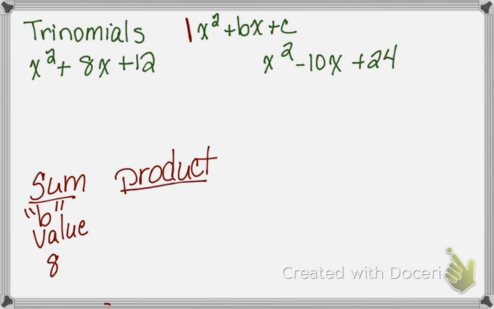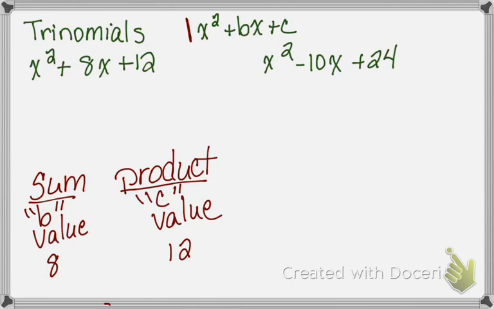My product, when a is 1, is my c value. Okay? It's my c value. That's my constant, my number that doesn't have a variable associated with it. What is my c value in x squared plus 8x plus 12? What's my c value? The number that stands by itself. 12. Good.